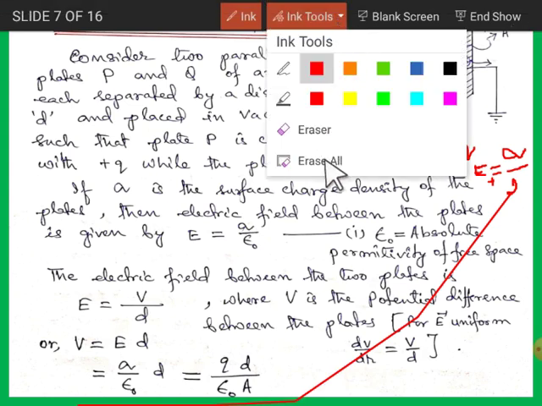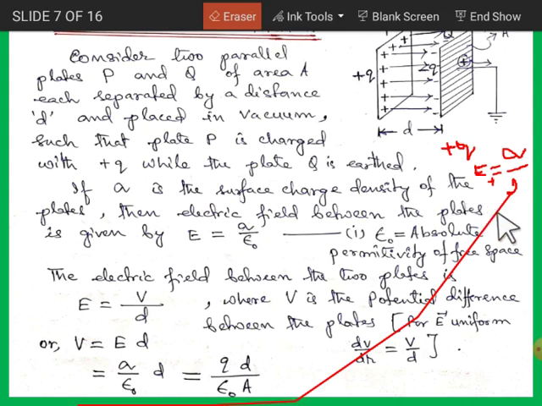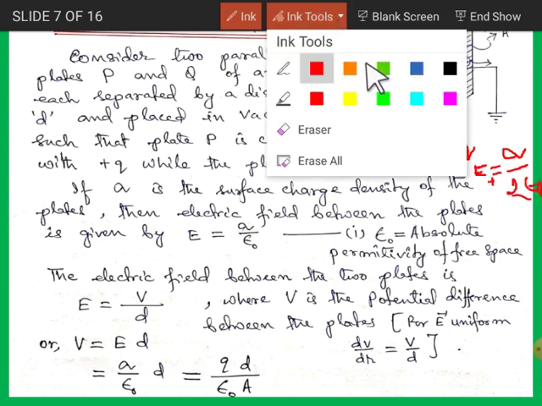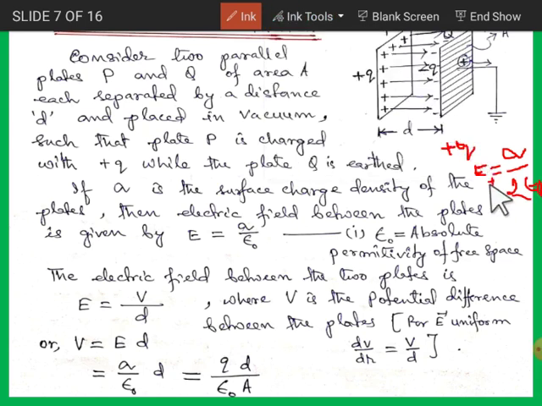Okay, let's erase it. Sigma by twice epsilon naught. So what happened: this sigma by twice epsilon naught is due to the positive charge. If it is for the negative charge, then due to this negative charge, sigma by twice epsilon naught will again be there. For the negative charge, let's denote the field by E minus, and for that E minus also sigma by twice epsilon naught will be there.